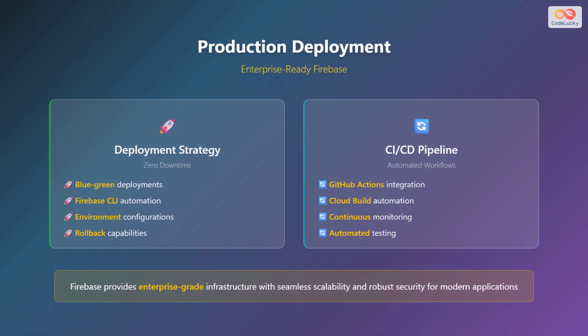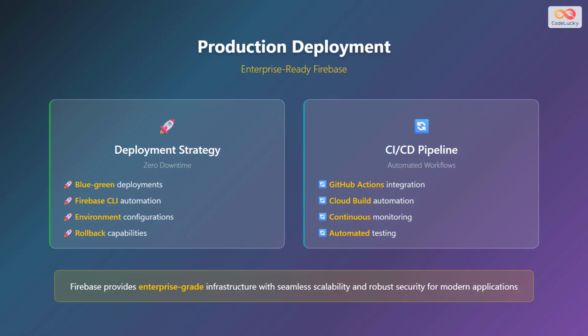Deploying Firebase applications to production requires a strategic approach that ensures reliability and minimal downtime. Deployment strategies include implementing blue-green deployments for zero downtime releases, utilizing Firebase command line interface automation for consistent deployments, maintaining separate environment configurations for development, staging, and production, and ensuring robust rollback capabilities for quick recovery from issues.